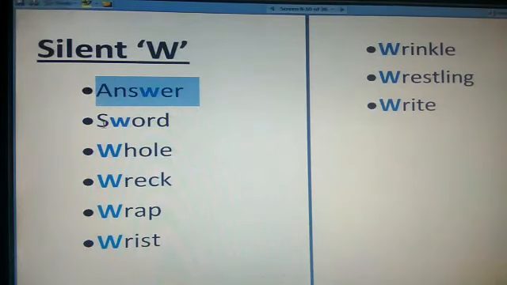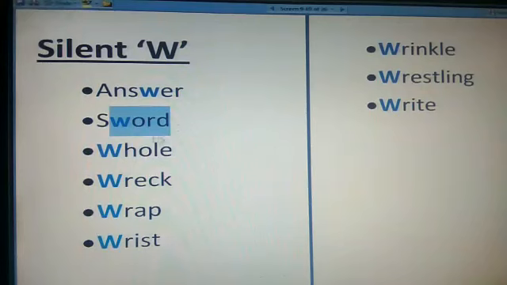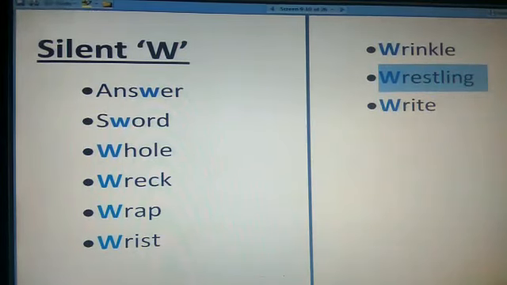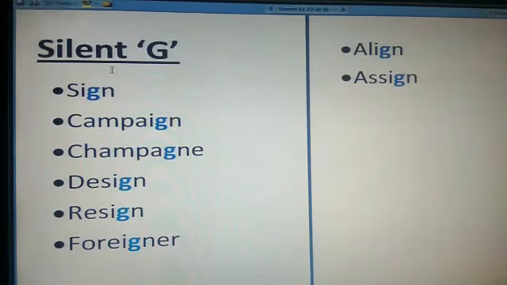Answer, sword, whole, wreck, wrap, wrist, wrinkle, wrestling, write. Now move on to the next silent letter, that is G.